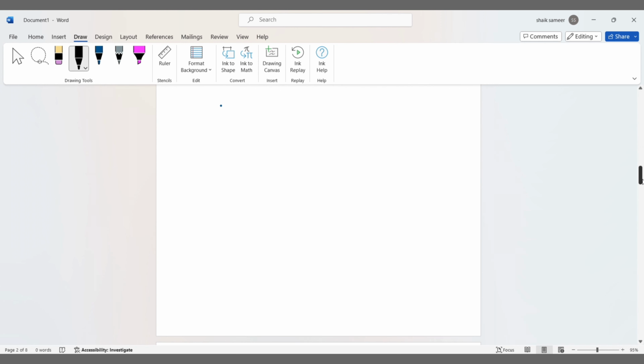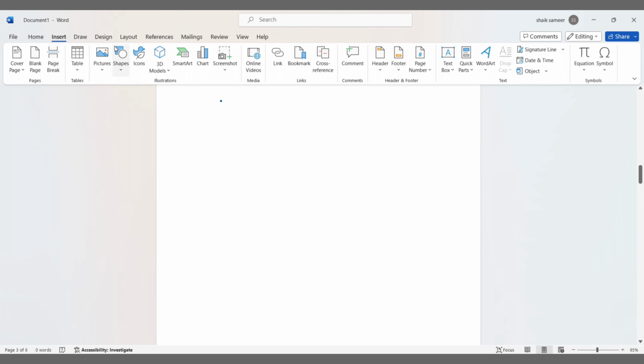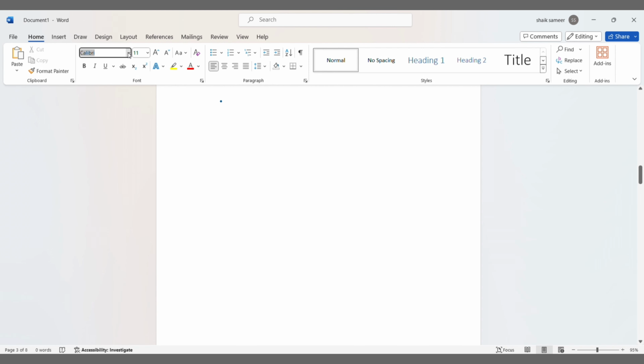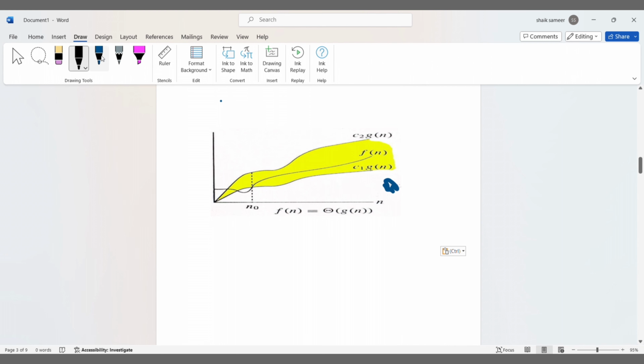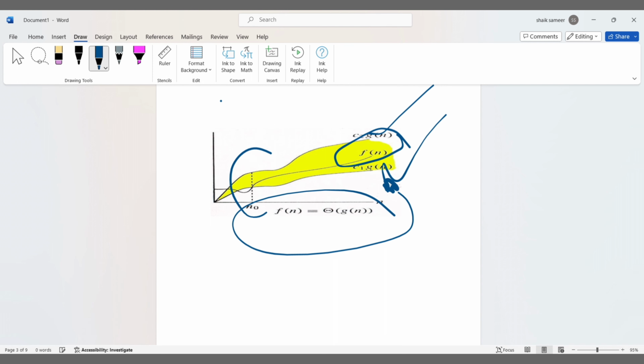So we have completed the definition. Now we will look into the graph of this one. This is the graph of the big theta notation. When you observe this graph, f of n lies between C2 into g of n and C1 into g of n after this n naught point only. Before this n naught the condition need not hold. After it, this condition gets true.